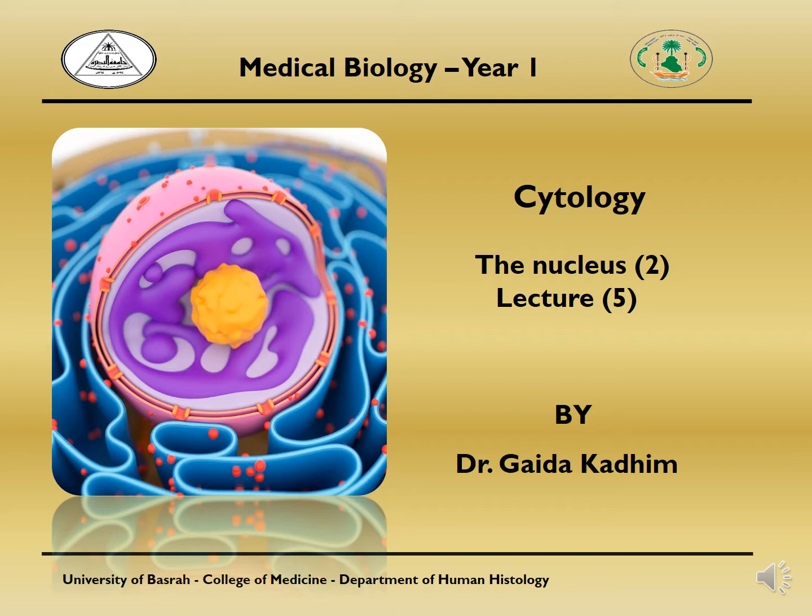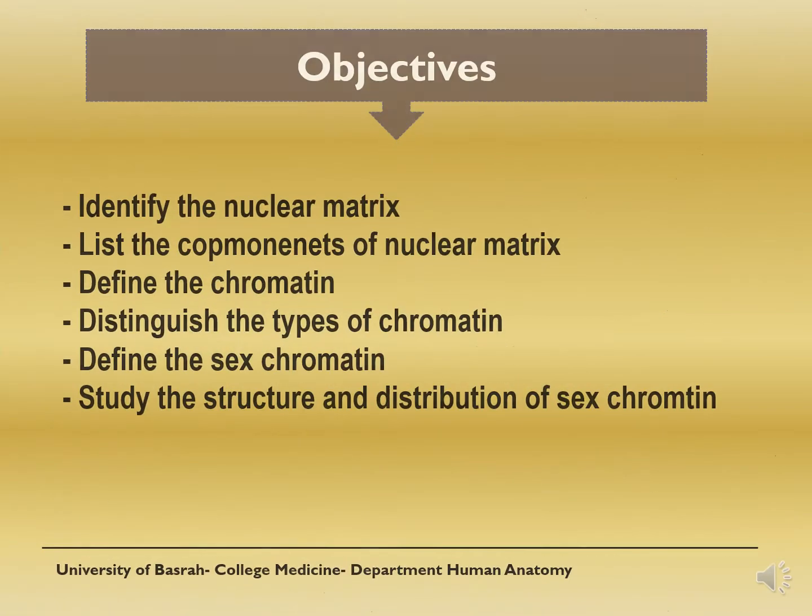Our lecture is titled The Nucleus Part 2. The main objectives for this lecture are: identify the nuclear matrix, list the components of the nuclear matrix, define the chromatin and distinguish between the types of chromatin, define the sex chromatin, and study the structure and distribution of sex chromatin.